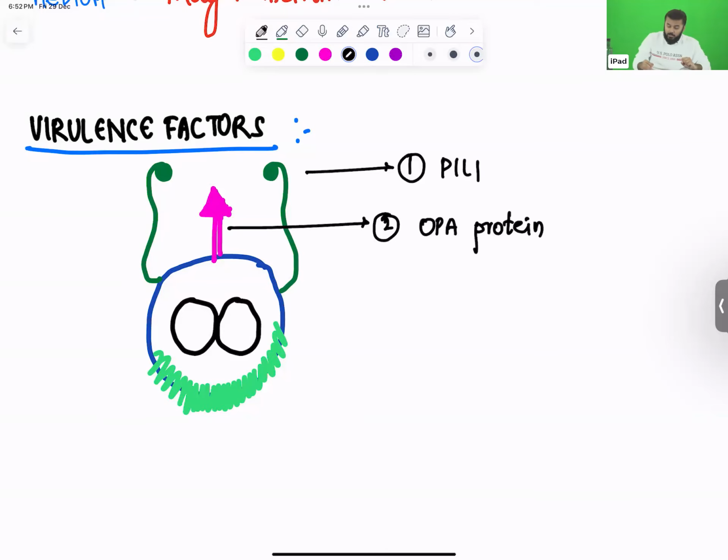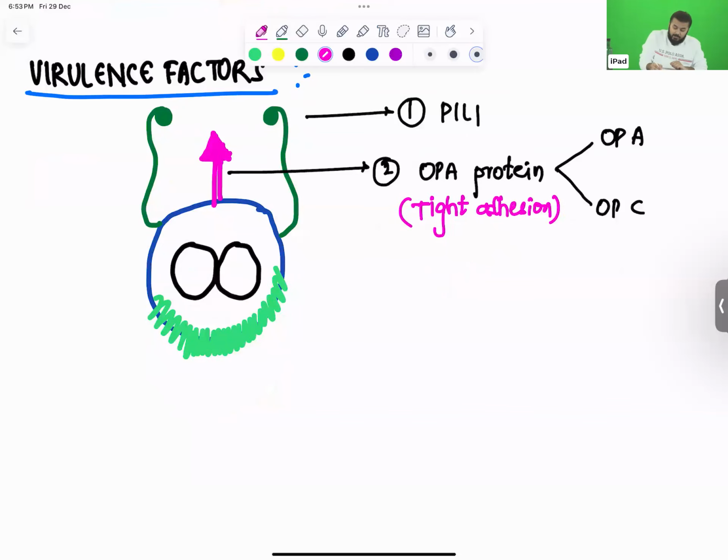What is OPA protein? OPA protein means opacity protein. There are two types, OPA and OPC. These are opacity proteins. You know what the use of this OPA protein is? For tight attachment, remember this. OPA protein is responsible for tight adhesion or tight attachment to the host cell.